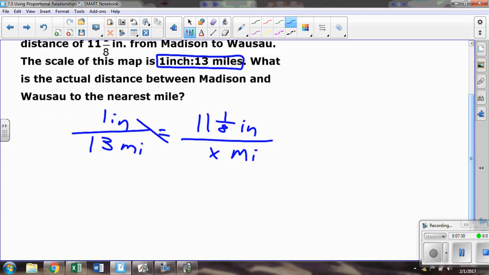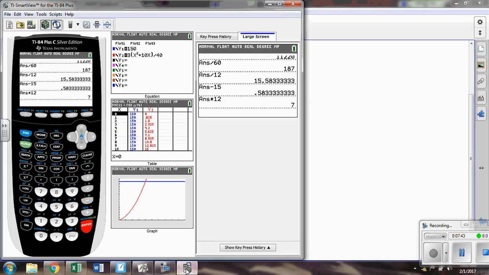So 1 times x, sweet, 13 times 11 1/8. Okay, and we know we can enter these into our calculators pretty easily. 13 times, multiplied, and mixed numbers have to be put in a parentheses. 11 and 1/8. 13 multiplied by 11 1/8. 144.625.